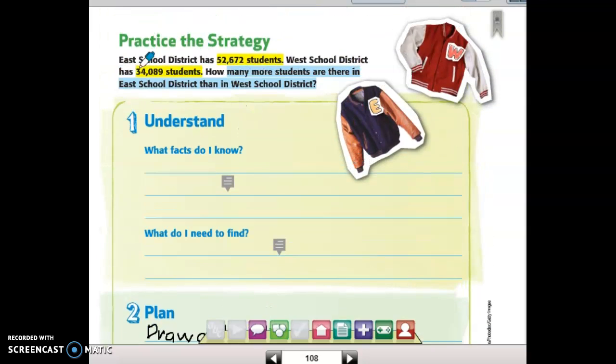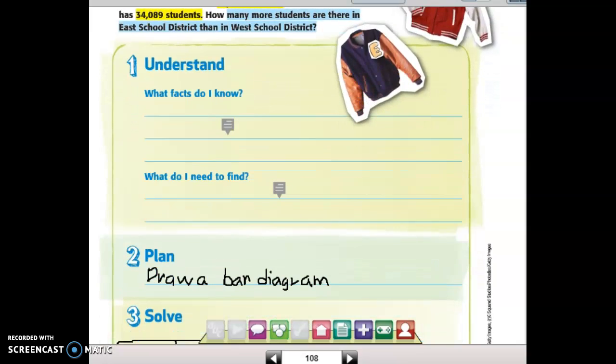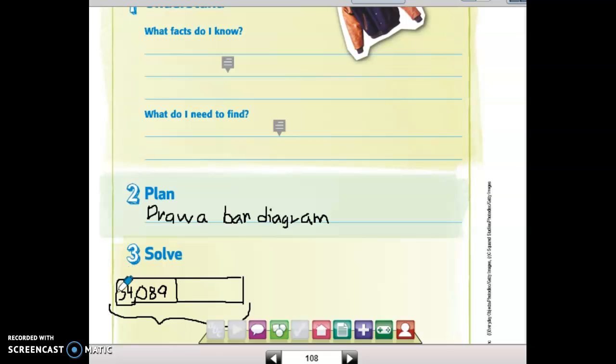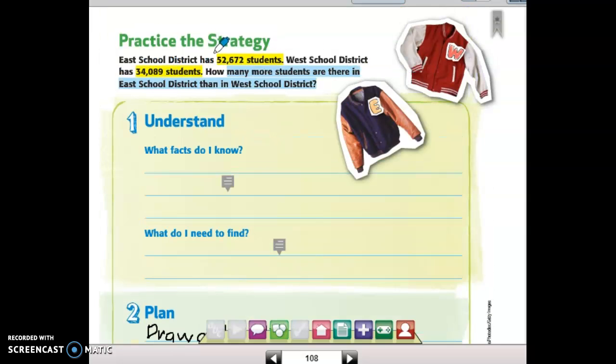Okay, so we have our number. We need to figure out where this 52,672 is going to go. And the question says, how many more students are there in East School District than in West School District? What that's basically asking us to do is take the students in West School District and figure out how many more it would take to get the total for East School District.